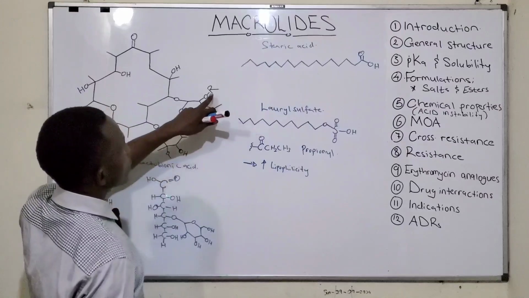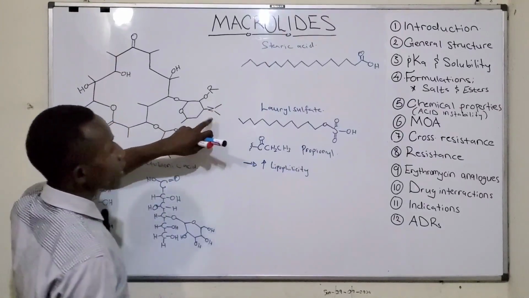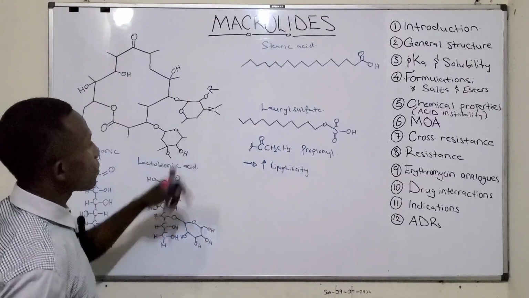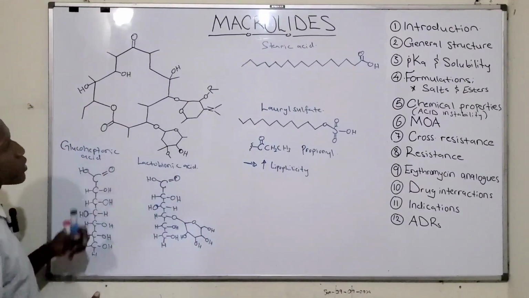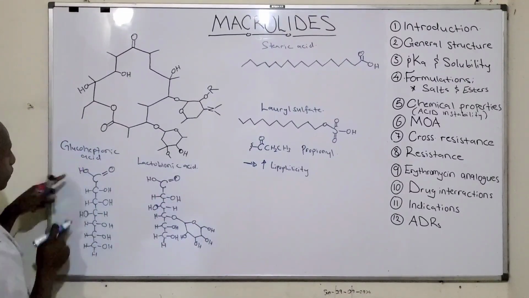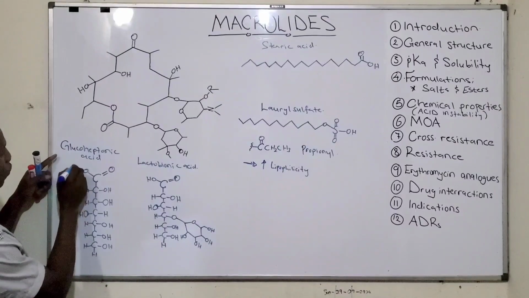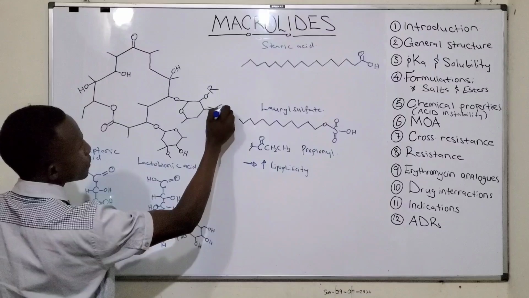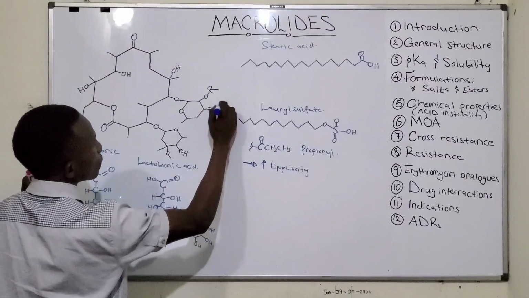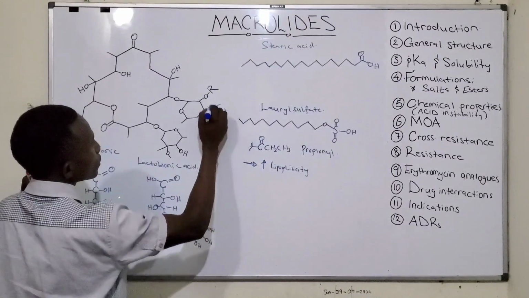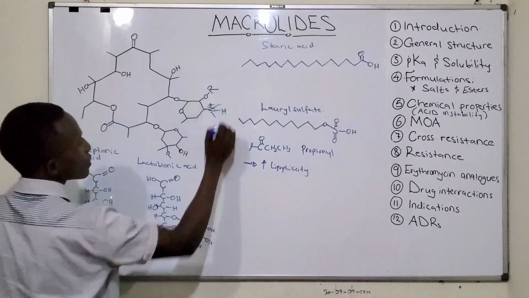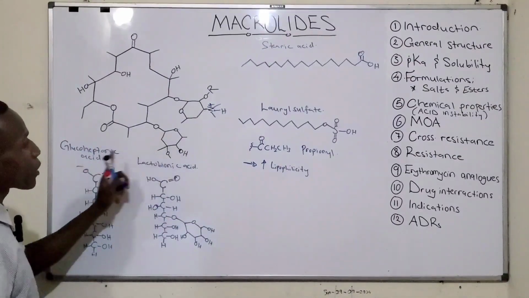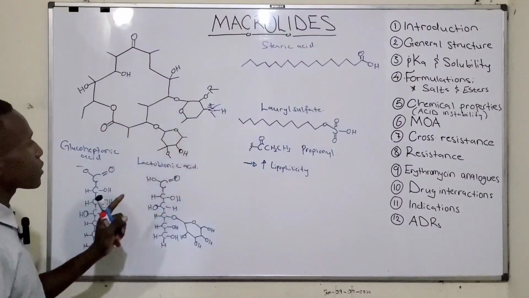Also, we can make salts. From this, we can make salts. For example, we can have the glucoheptonic salt. Now, this one will be minus, and this one will have the H, so we shall have this with H. This one will be plus. This is the glucoheptonic salt of the erythromycin.